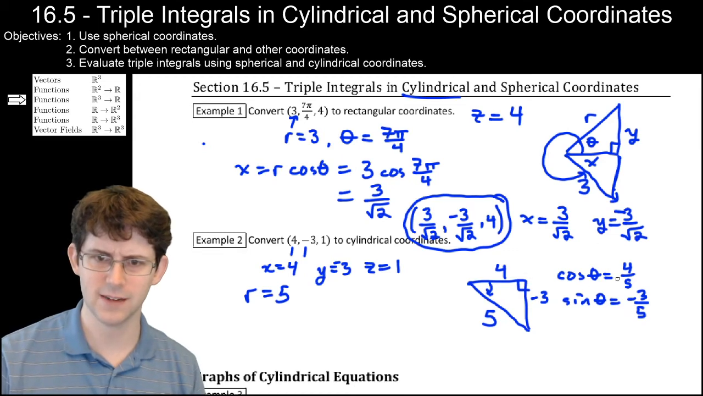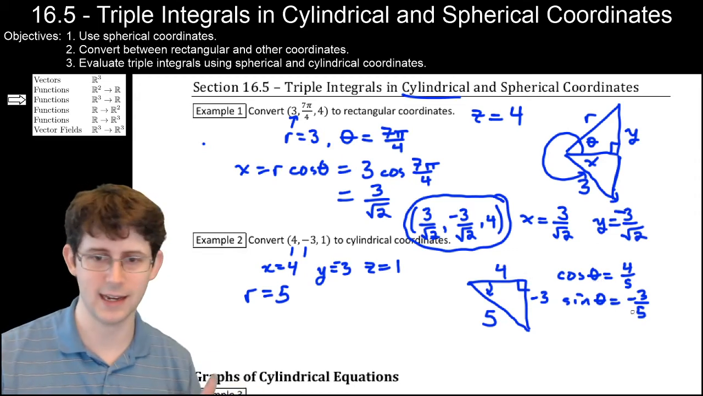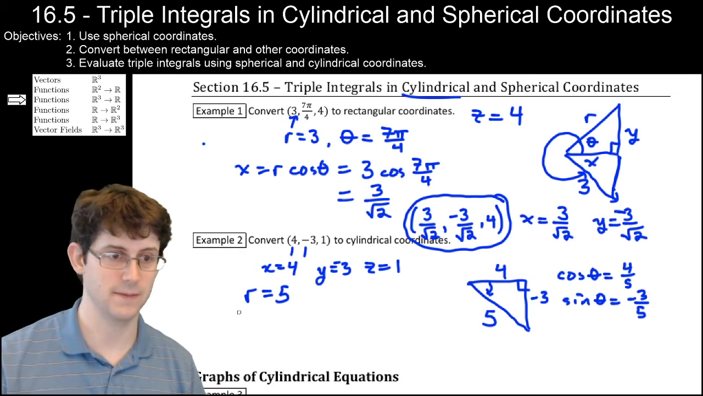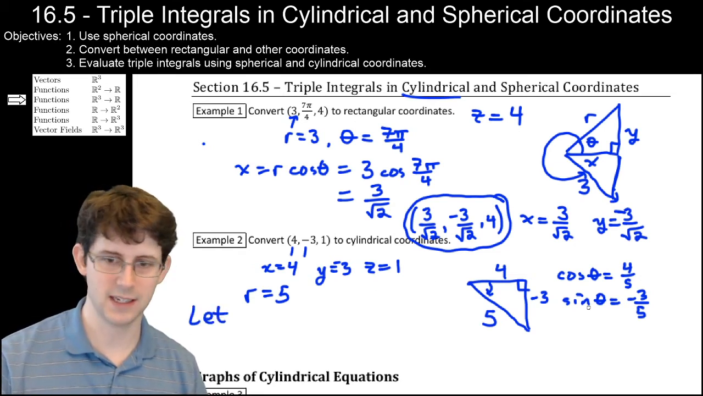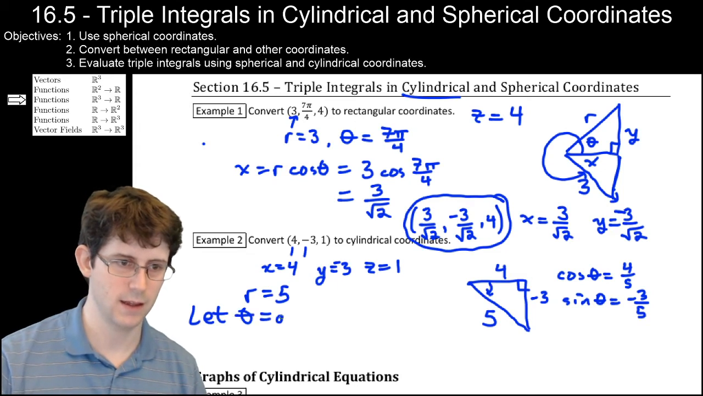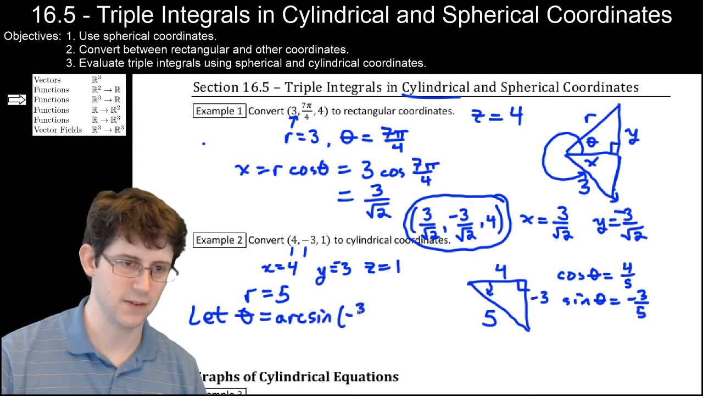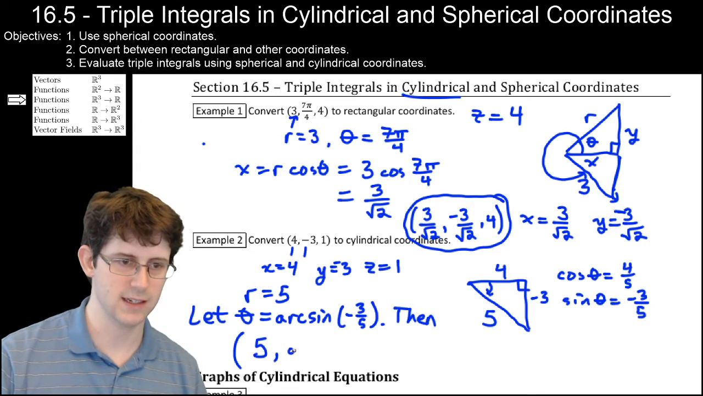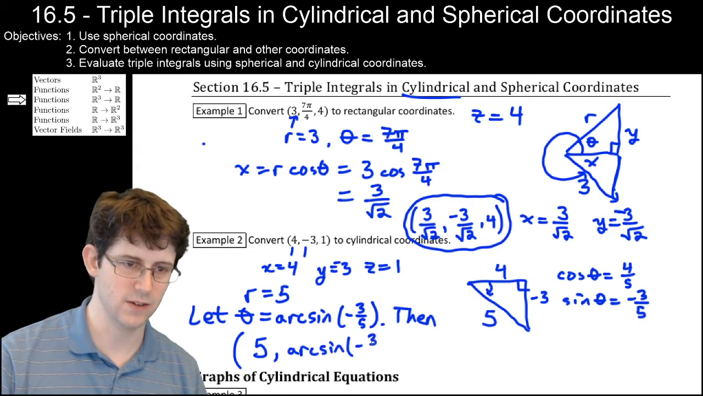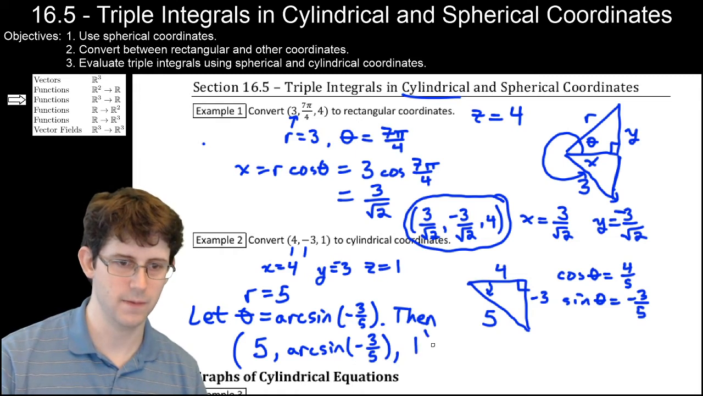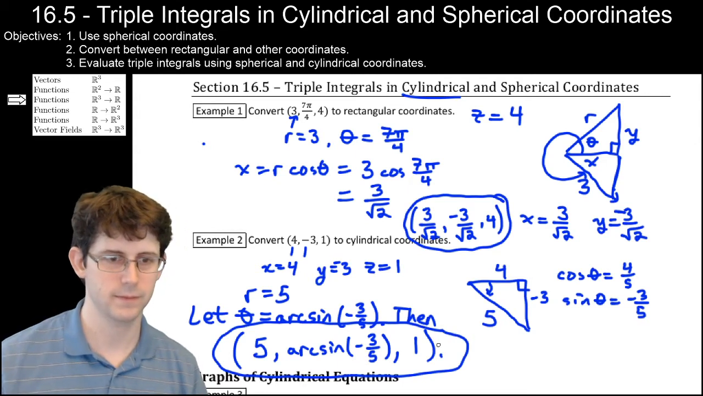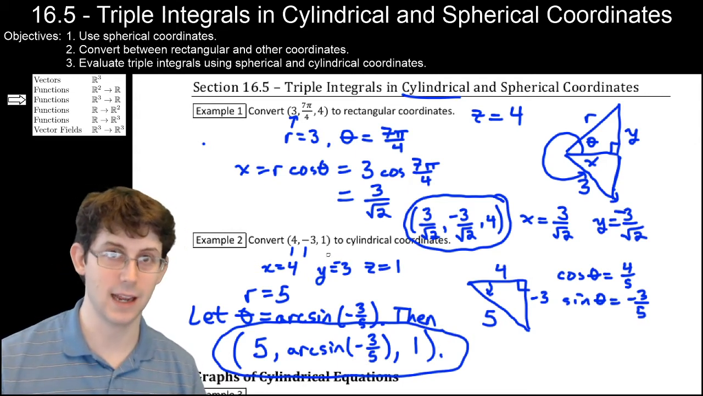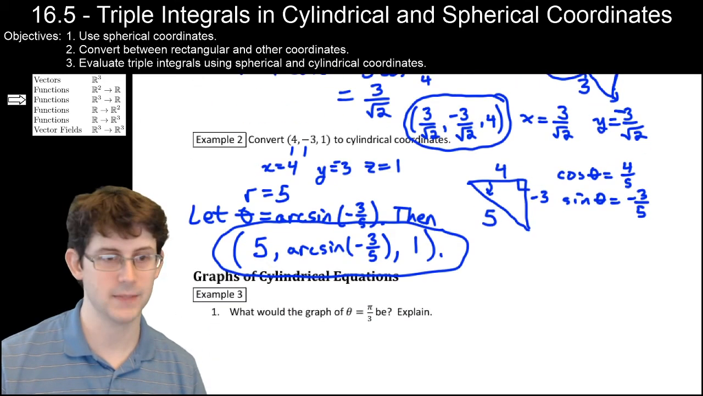I guess arc cosine of 4/5 would land in the first quadrant, and I don't want that. So I'll use arc sine of minus 3/5. So I'll give this angle a name: arc sine of minus 3/5. Then r is 5, the angle is arc sine of minus 3/5, and z is 1. So I've converted my rectangular point to cylindrical coordinates, r, theta, z.